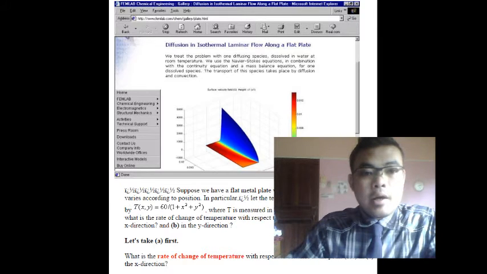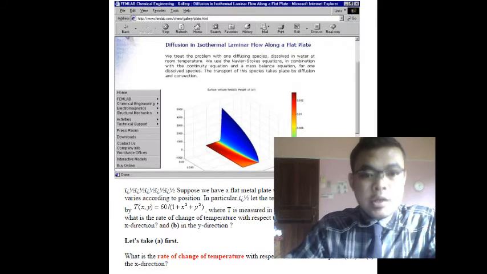Let's take A first, the x direction. Looking at the slide, what is the rate of change of temperature with respect to distance at the point (2, 1) in the x direction? What observation and translation can we make here?